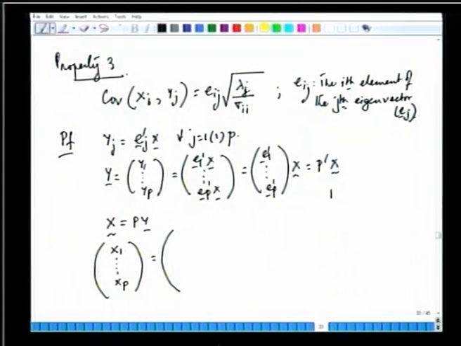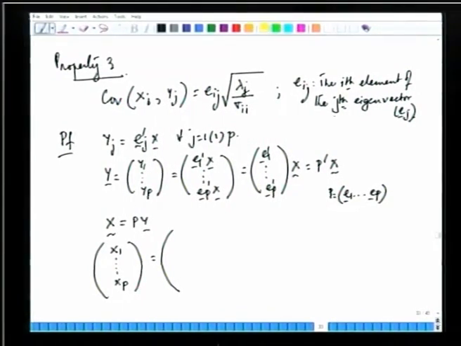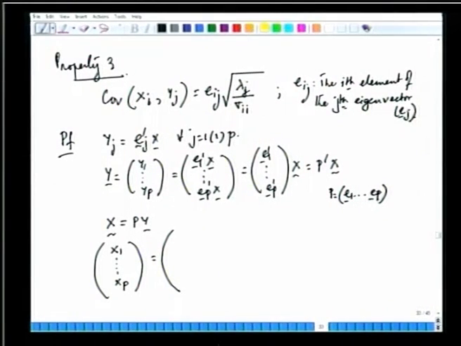If you recall, the P matrix is nothing but E1, E2 to EP. And now I am denoting the ith element of the jth eigenvector by Eij. So I can open up all these vectors. For E1, the first element of the first eigenvector I will write as E11, then the second element of this column vector I am going to write as E21.